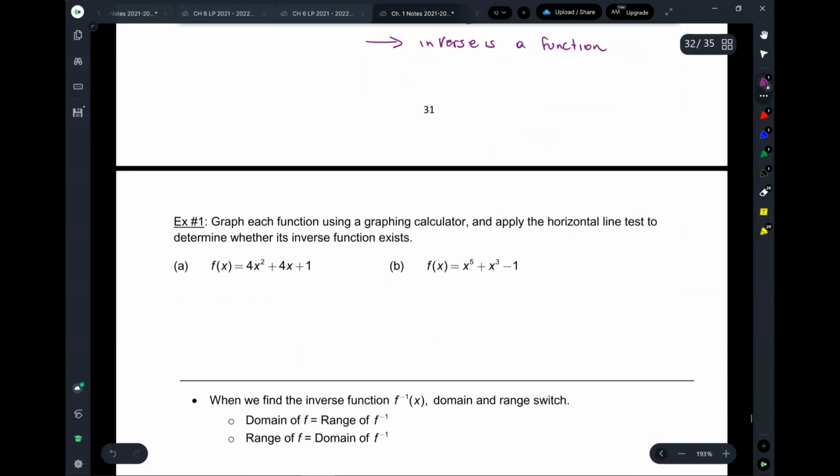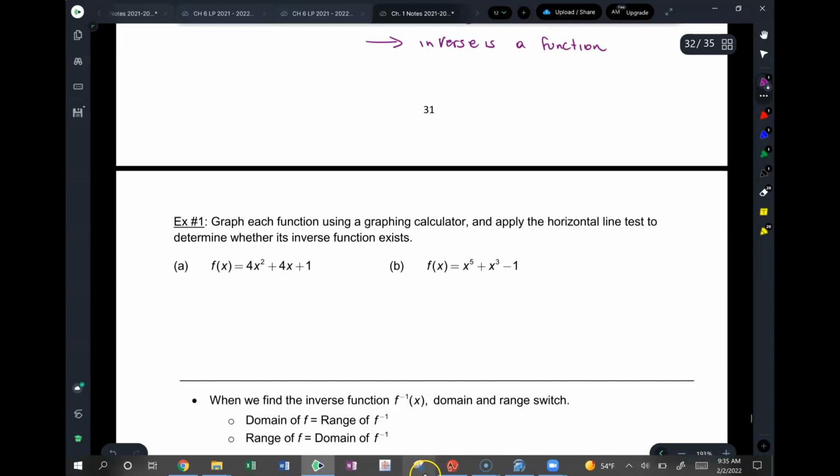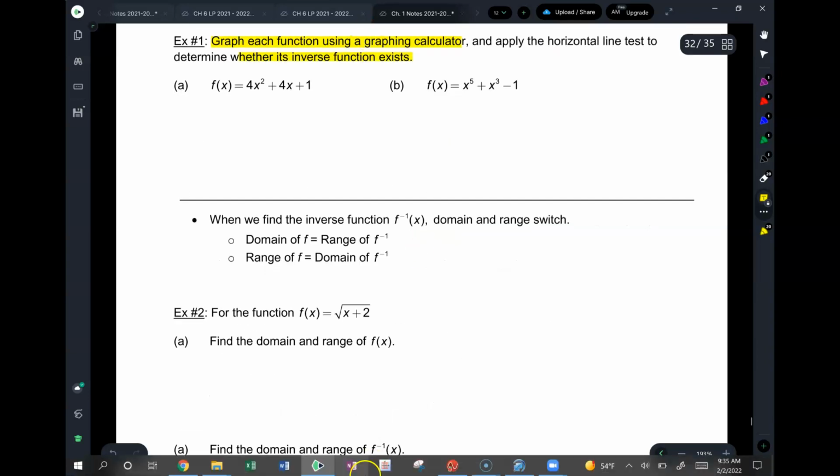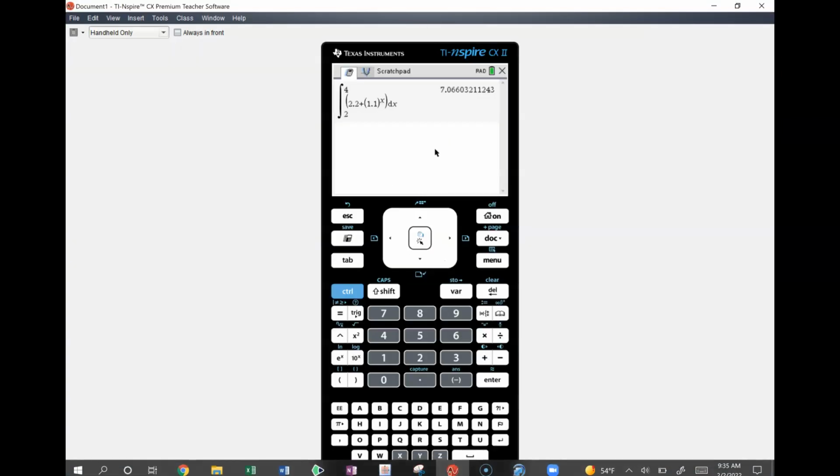All right. So let's take a look at some of these and see if these have inverse functions. So look at what this says. Graph each function using a graphing calculator. Apply the horizontal line test to see whether its inverse function exists. So take a look. Let me graph that first one.